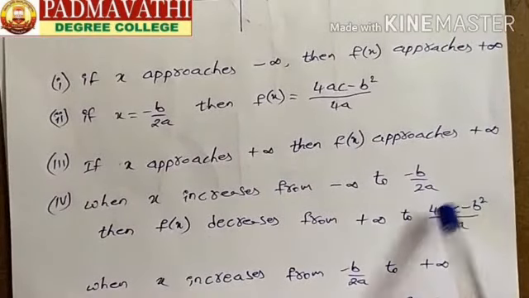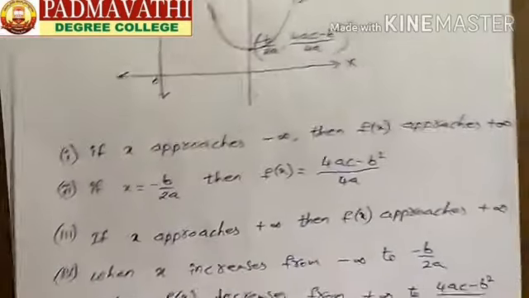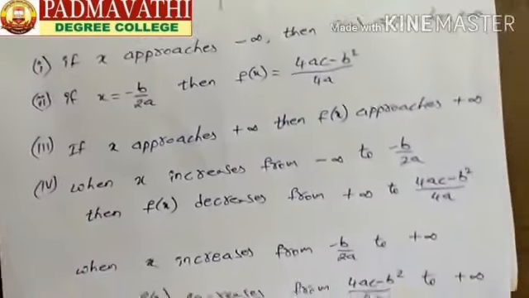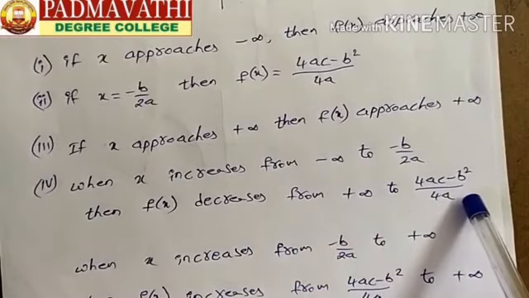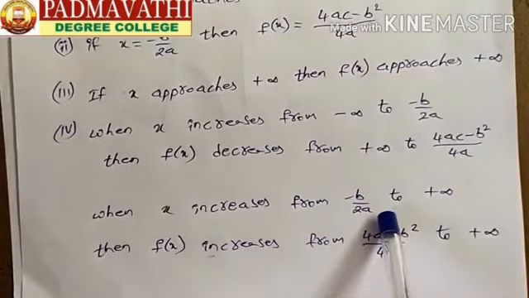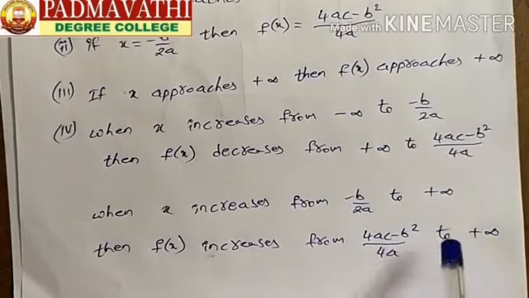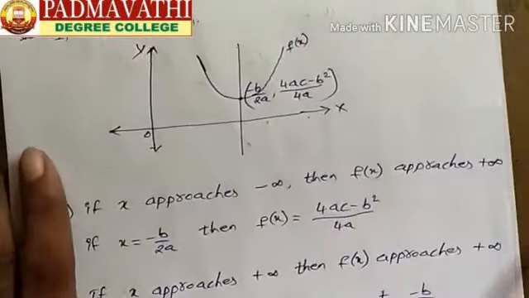And next, the fourth one: when x increases from minus infinity to minus b by 2a, then f of x decreases from plus infinity to 4ac minus b square by 4a. And when x increases from minus b by 2a to plus infinity, then f of x increases from 4ac minus b square by 4a to plus infinity. We can observe here from the graph, easily you can understand.